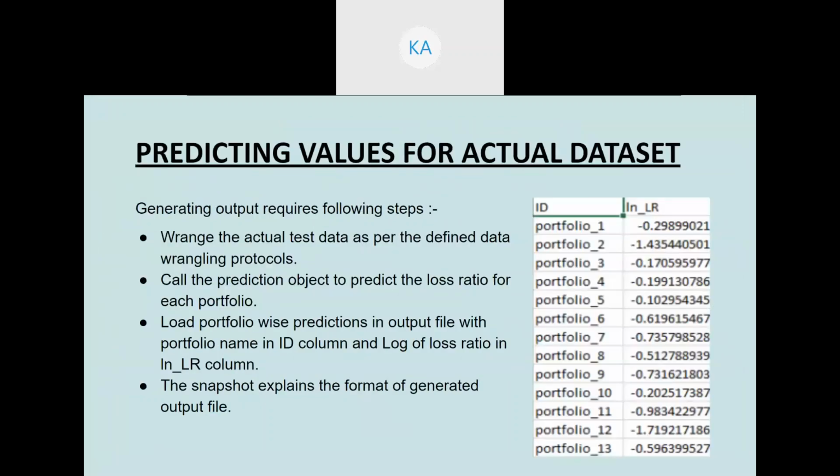With all the information in mind, the real test was predicting values for our actual dataset through the following steps. 1. Wrangling the actual test data as per the defined data wrangling protocols. 2. Calling the prediction object to predict the loss ratio for the respective portfolio. 3. Loading the predictions in an output result CSV file with two columns, the portfolio name in the ID column and the log loss ratio column. As exemplified in the image to the right, that is the CSV file we submitted for the Kaggle competition.